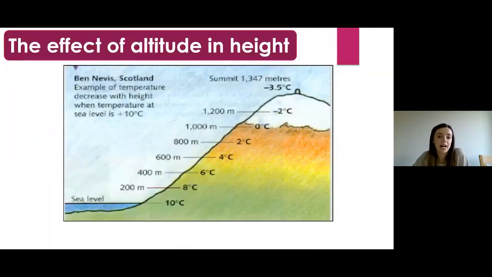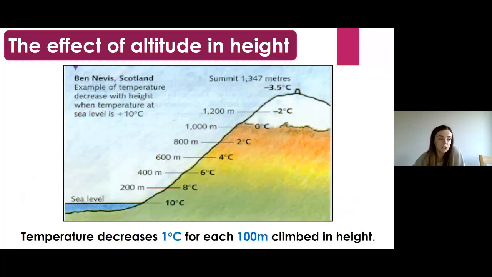Right, this is the effect of altitude, in height. So have you ever climbed a mountain and found yourself cold at the top but warm at the bottom? Well, temperature decreases 1 degree for each 100 meters climbed in height. But I want to stress that this is very much a local effect on climate, and this doesn't affect the whole country's climate. It only affects the climate in a very local area. So that's the effect of altitude. So Ben Nevis, the highest mountain in the UK, the difference between the top and sea level is 10 degrees. Okay.